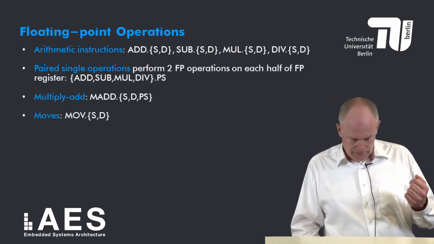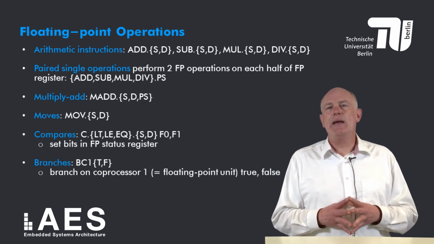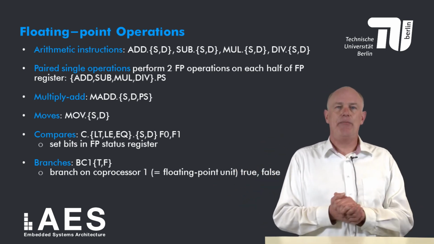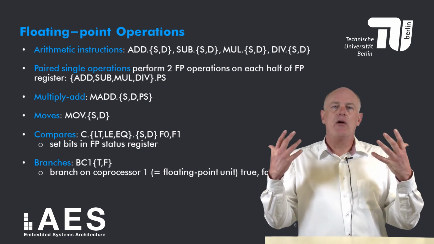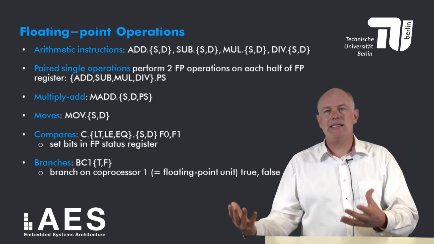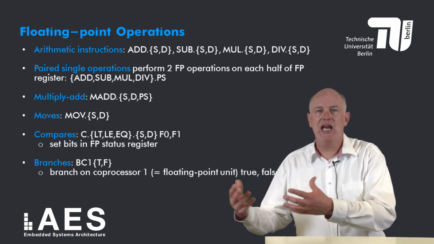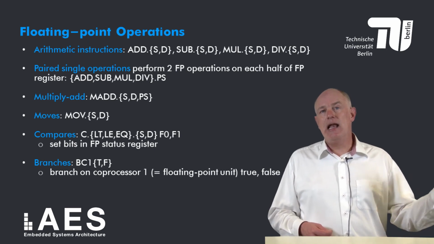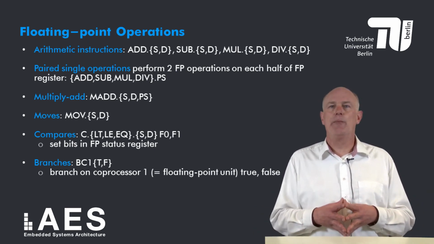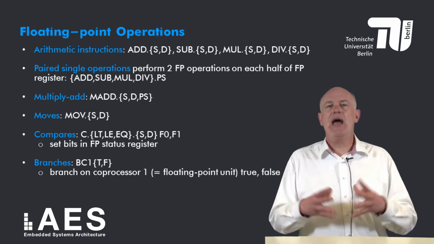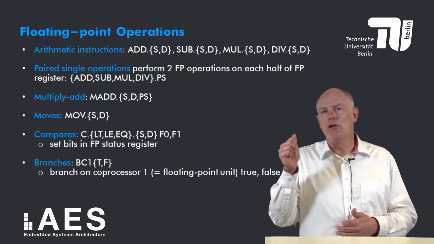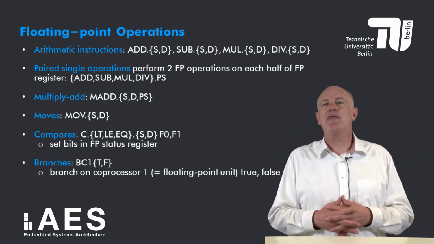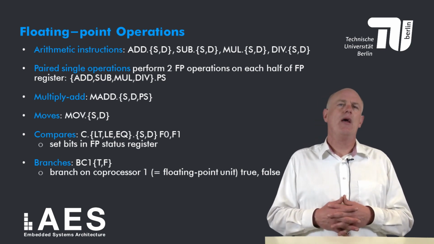Finally, branches are implemented slightly differently in the floating point data path than in the integer data path. To be precise, there are compare instructions, compare less than, compare less equal, compare if equal, that compare if one floating point register is either less than, less or equal to another floating point register. These compare instructions set a bit in a special register called the floating point status register that I mentioned before if the result of the operation is true.